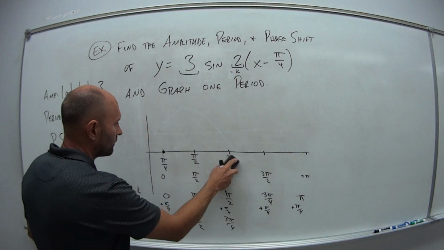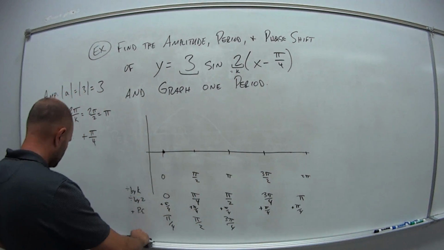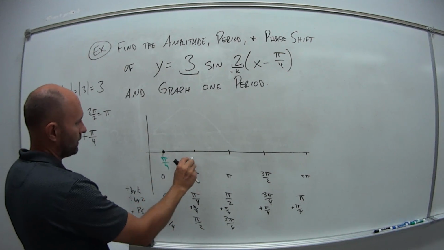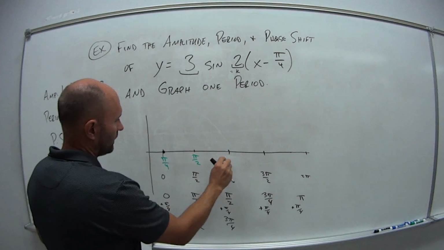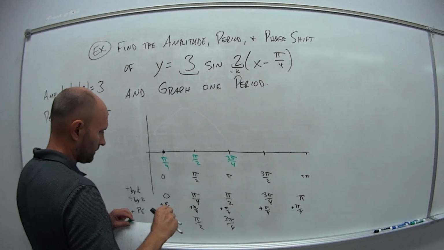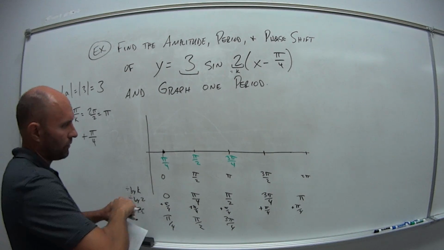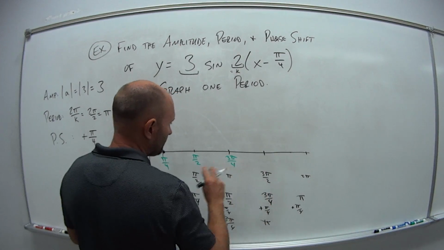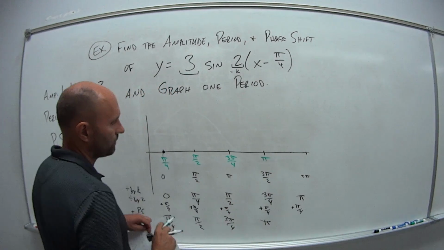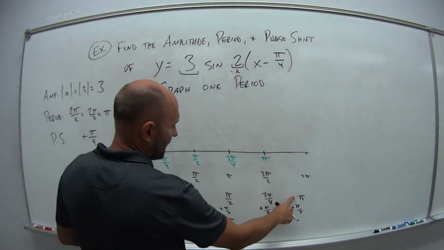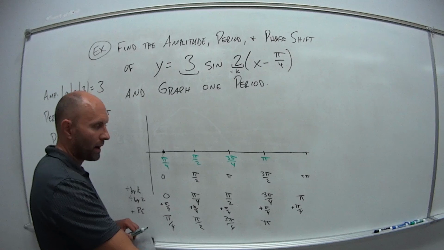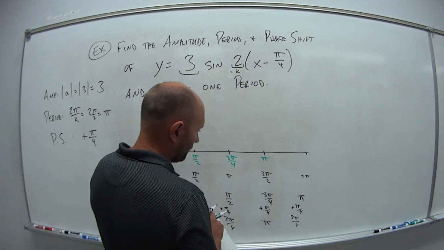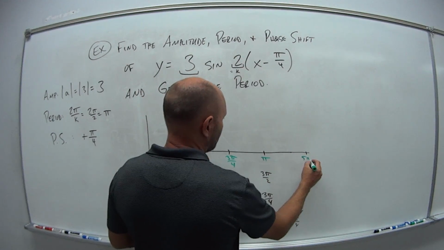Let me write these in a different color so it shows up a little better. Do it in green. So this first one was pi over 4, then pi over 2, and then 3 pi over 4. And then 3 pi over 4 plus pi over 4 is 4 pi over 4, which is just pi. So that's this value here. And then pi plus pi over 4, so that's like 4 pi over 4 plus 1 pi over 4 is 5 pi over 4. So you can see we're going to be getting into fractions here again.